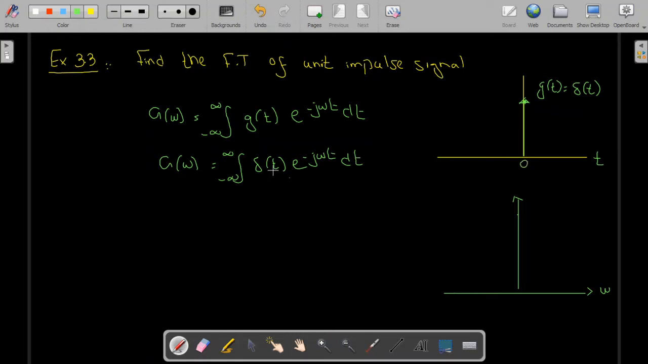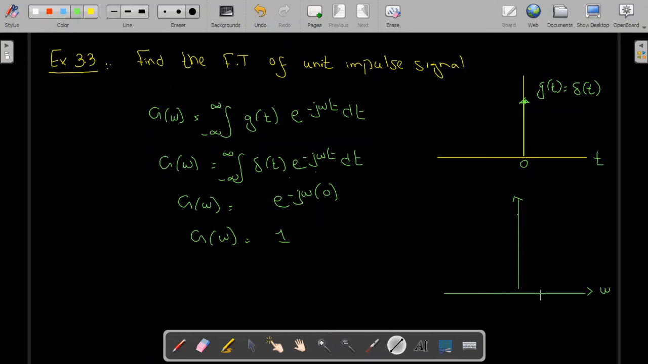Now the delta of t exists at t equal to 0, so we are going to use the property of the impulse signal. Whenever any function is multiplied with the impulse signal, the result is the value of that function at the point where the impulse signal exists. In this case, the impulse function exists at 0. So we are going to have e power minus j omega into 0, which means G of omega is equal to 1. So the Fourier transform of the unit impulse signal is 1.